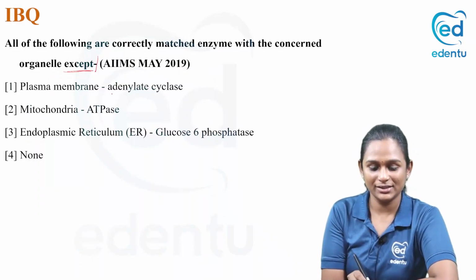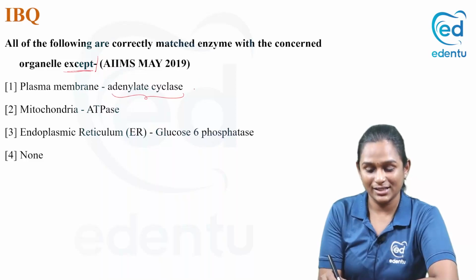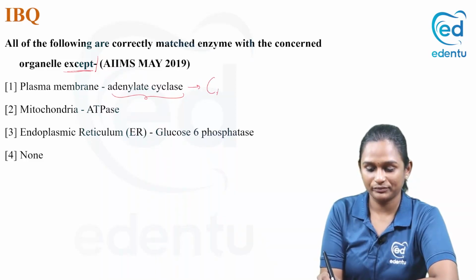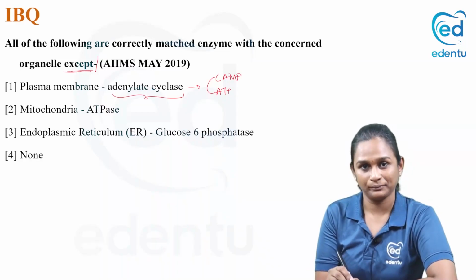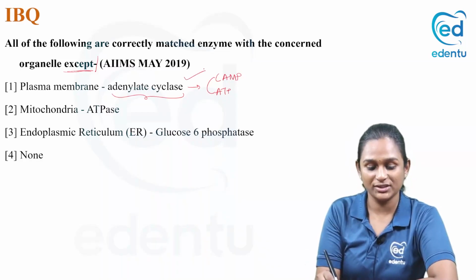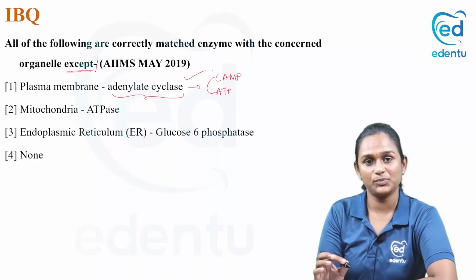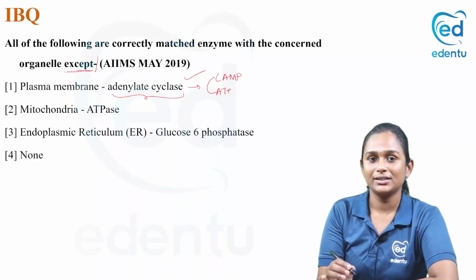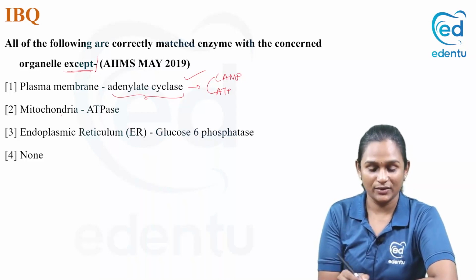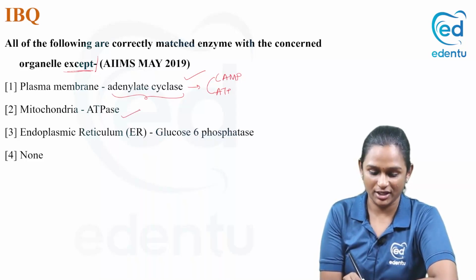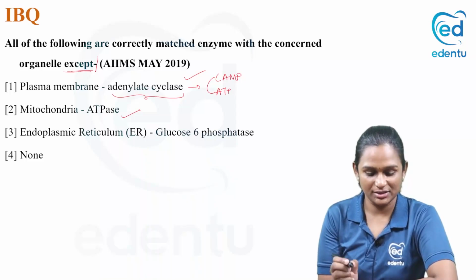Plasma membrane, the enzyme adenyl cyclase. This enzyme will convert ATP to cyclic AMP. This enzyme is present in the plasma membrane. Yes, so this option is right. Adenyl cyclase, which is present in the plasma membrane, is the marker of plasma membrane. And the next is ATPase. This is present in mitochondria. Yes, ATP synthase is present in the mitochondria.